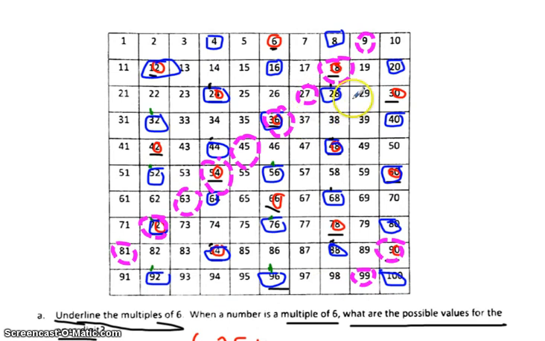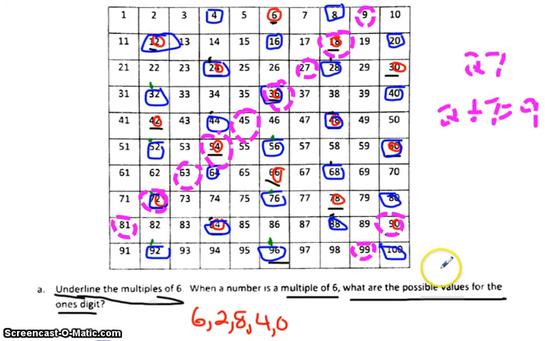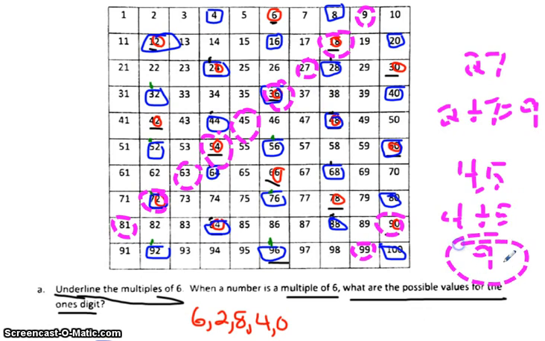So 27 is made up of 2 and 7. And 2 plus 7 equals 9. Let's choose another one. Let's see if that holds true. Let's look at 45. 4 plus 5 equals 9. How about that? So we know if it's a multiple of 9, then the two digits that make up that number equal 9. So we found another pattern.